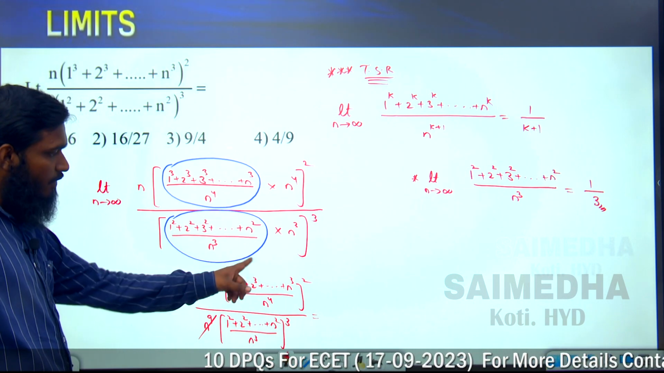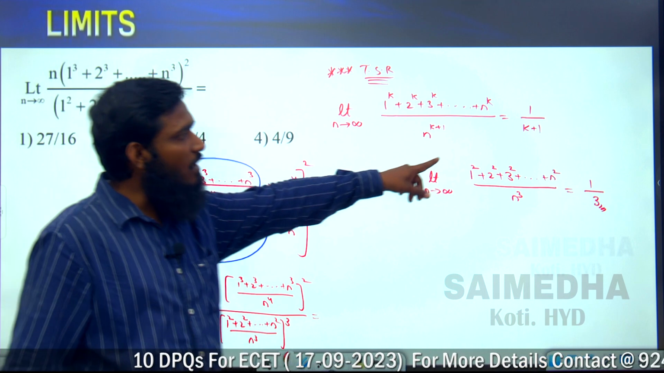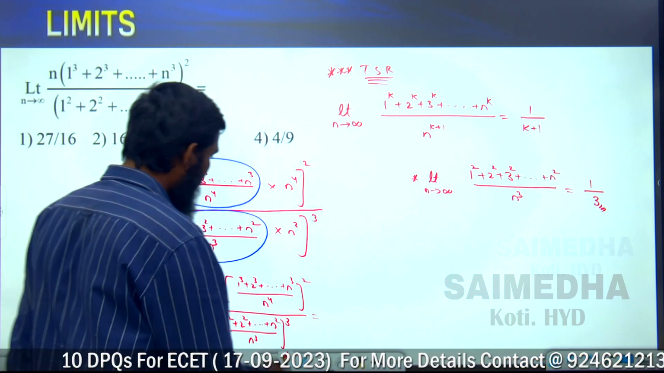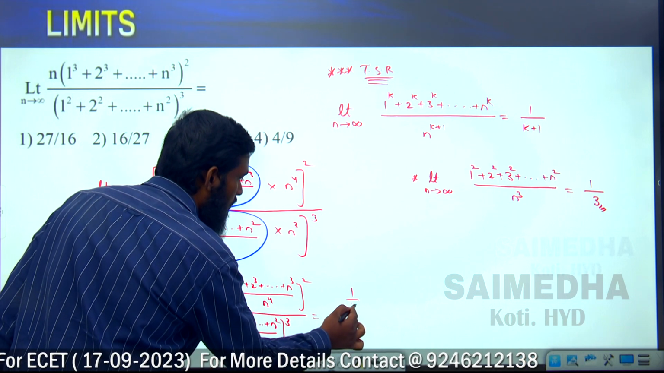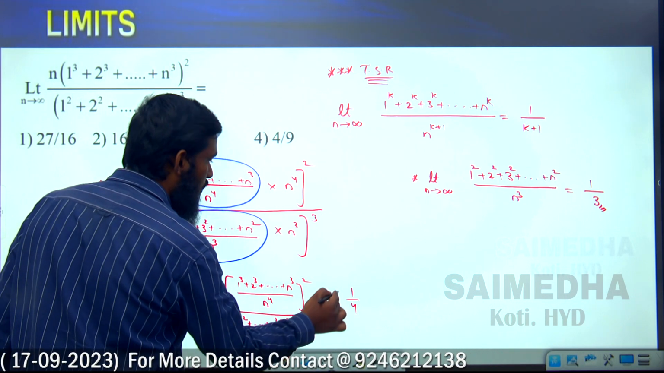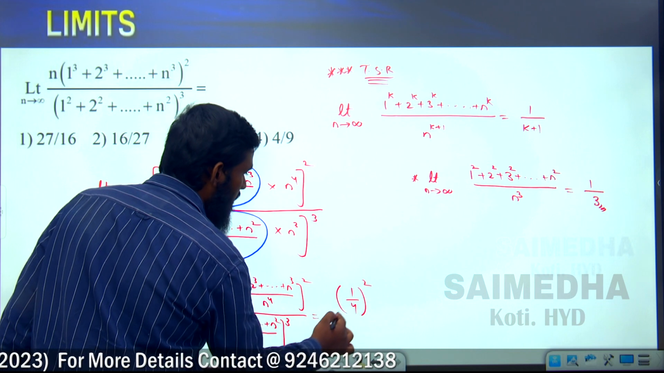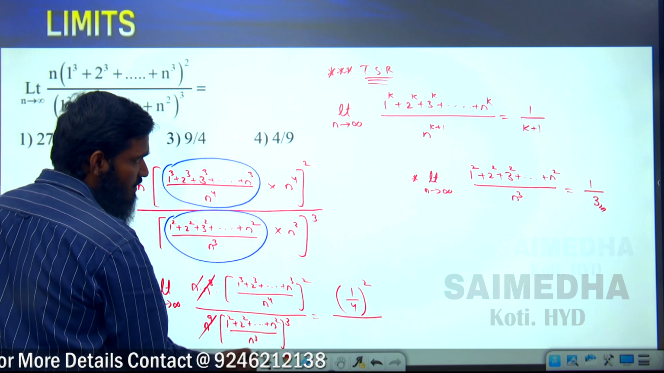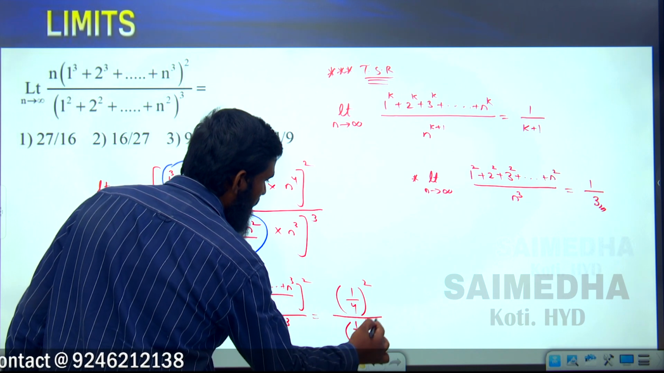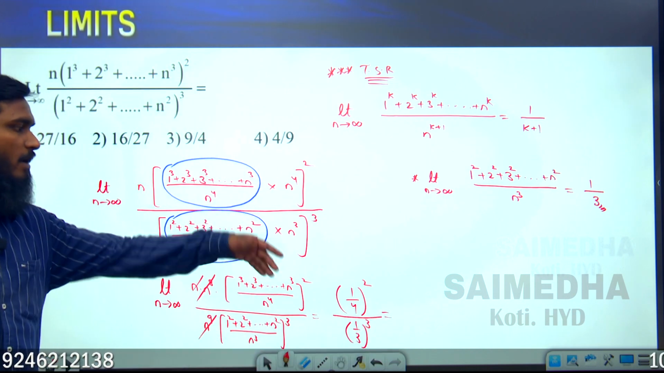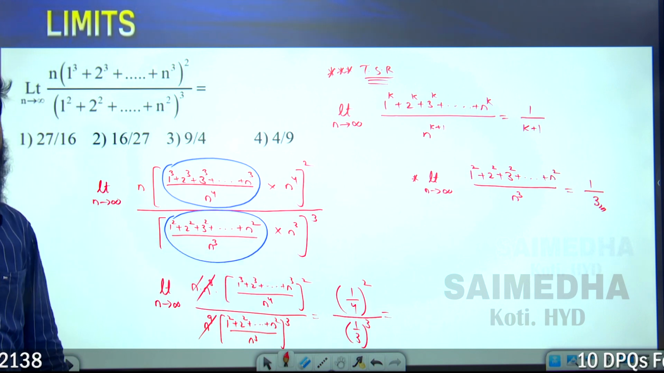Now if we apply the limit for this part, as we wrote the answer 1 by 3 earlier, similarly for this the answer is 1 by 4, because the denominator power is 4. 1 by 4, whole square. Divided by the answer for this one, which is 1 by 3, whole cube. That's it. So 1 by 4 whole square, divided by 1 by 3 whole cube.